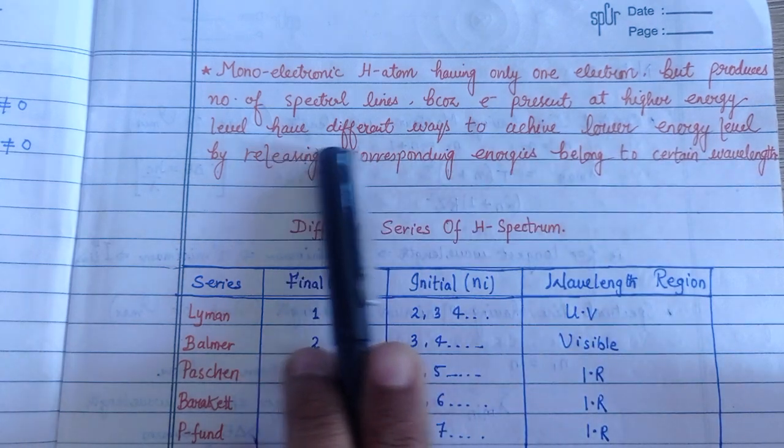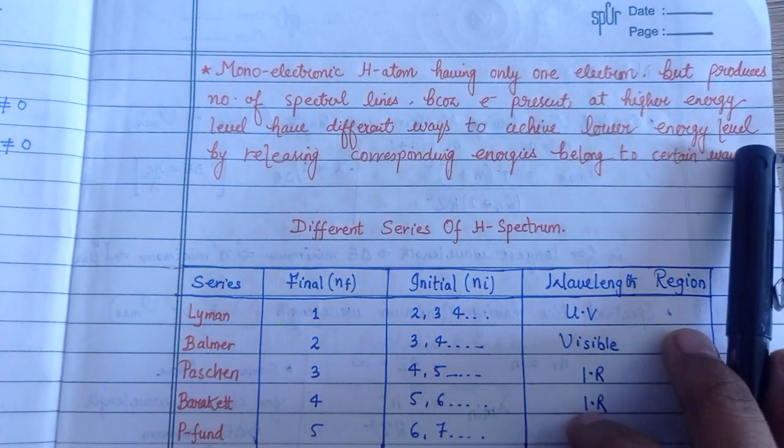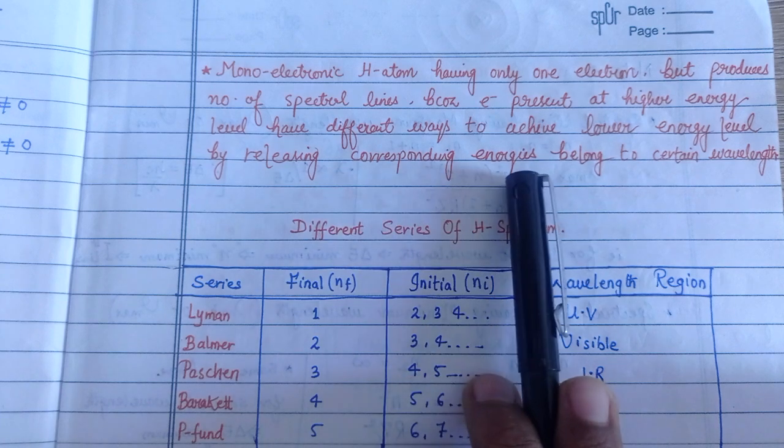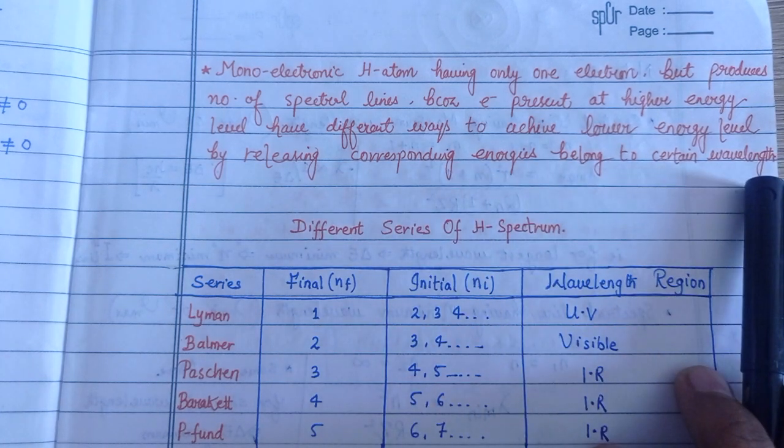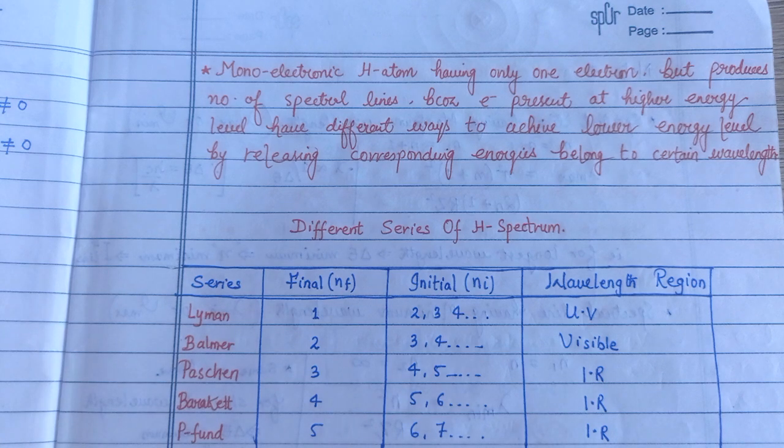A monoelectronic hydrogen atom has only one electron, but it produces a number of spectral lines, because an electron present at a higher energy level has different ways to reach the lower energy level by releasing corresponding energies belonging to a certain wavelength. The question is: if hydrogen has only one electron, it must have only one spectral line. But it is practically observed through experiment that hydrogen has many spectral lines. Why does hydrogen, having only one electron, produce 4 or 5, even sometimes 6 spectral lines?